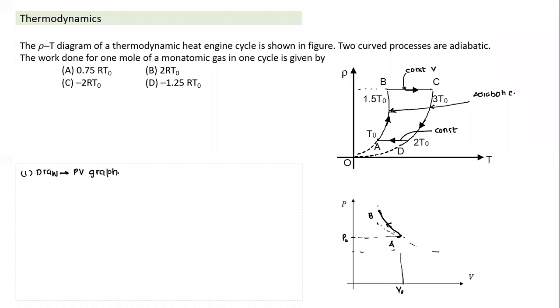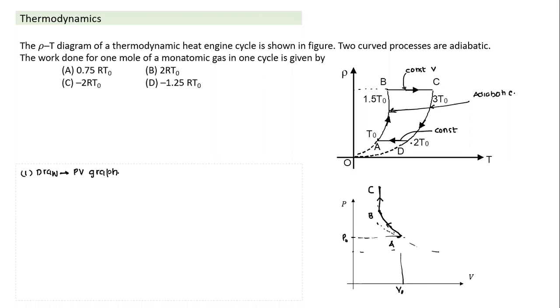How do I draw B to C? B to C is constant volume and temperature is increasing. If temperature has to drop, it will come below; if temperature has to rise, it will go above. So that's the shape of the BC curve. BC will be like this. Pressure is increasing, temperature is rising again, and it is going above the isothermal curve.